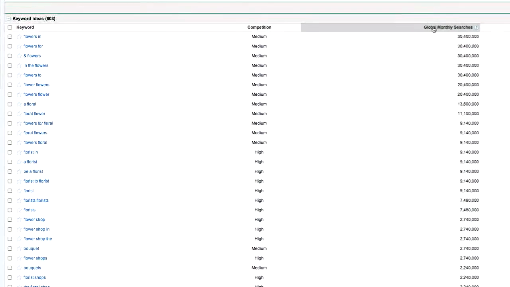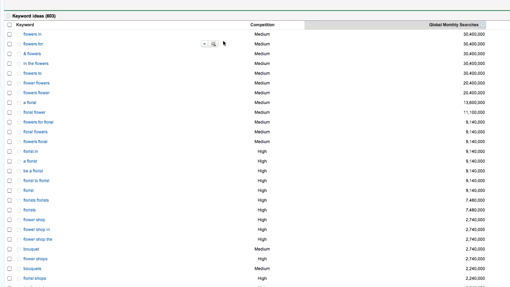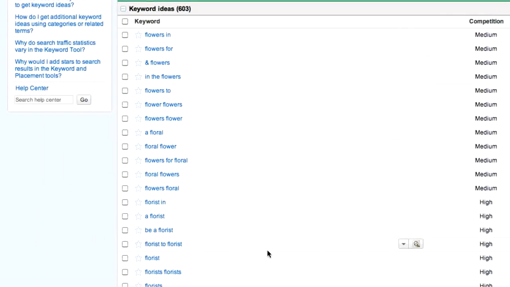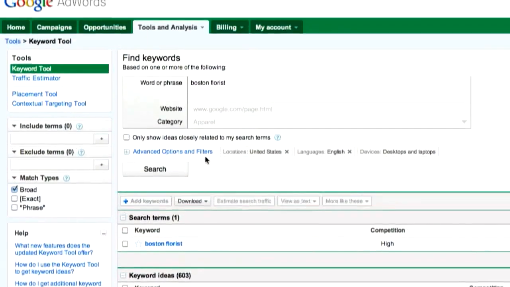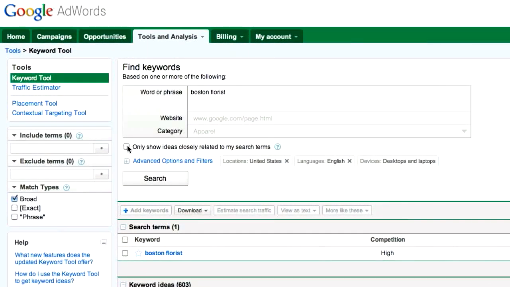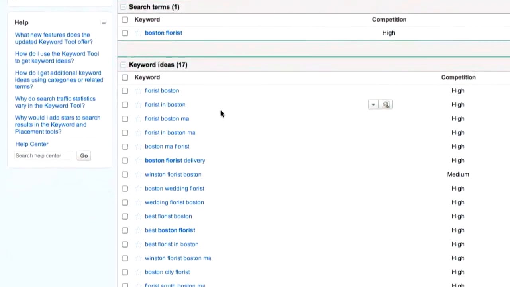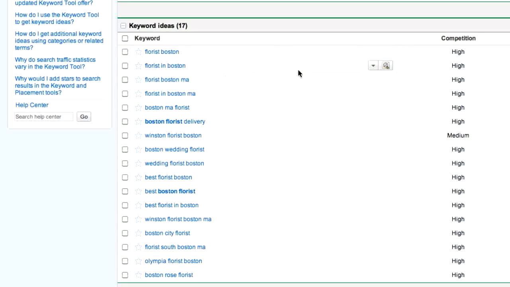One can do a few things from here. For instance, you can order the list according to the number of searches. Wow! Approximately 30 million people around the world look up the terms flowers in, flowers for, and flowers, and so on. But that's not going to do us much good, as this is far too general. However, we can scroll down this list and look for terms that are more targeted towards our business. I would say in our case, Boston is a must-have in the search term. So let's go back up here and select Only Show Ideas Closely Related to My Search Terms. There we go. Now we can study all of these more relevant keywords and start our strategy from here.